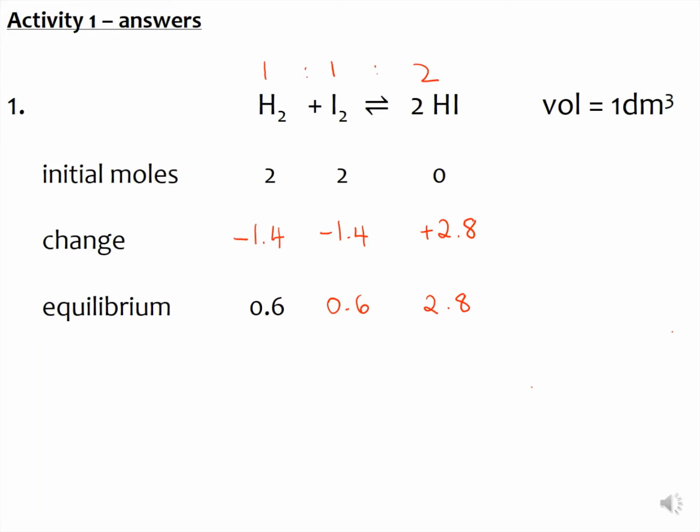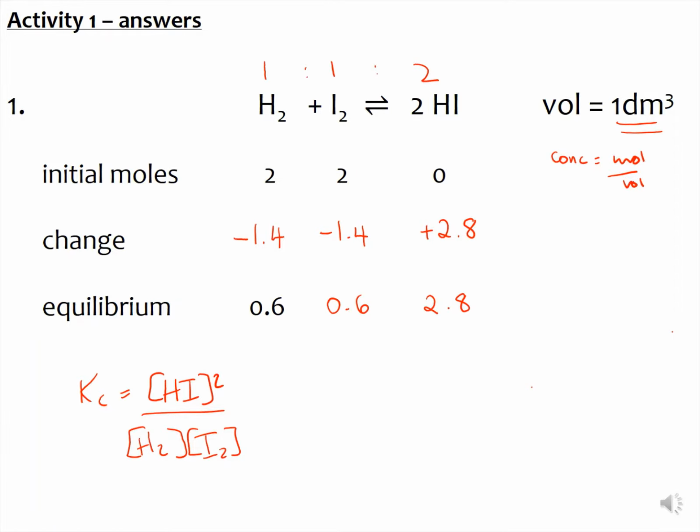So working out Kc then, Kc is the concentration of HI squared, because the stoichiometry is 2, divided by the concentration of H2 times the concentration of I2. Now, we've been given a volume of 1 decimeter cubed. We know that concentration is moles over volume. Well, if our volume is 1, then concentration is moles over 1 decimeter cubed. In this case, concentration equals moles. So we don't actually have to do any calculations, we can go straight into doing this.